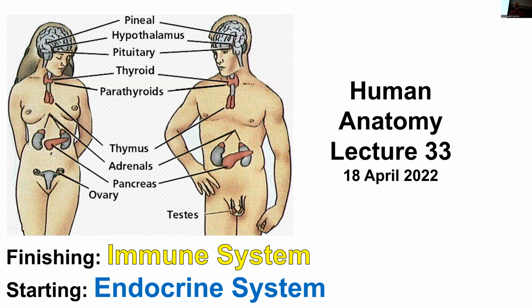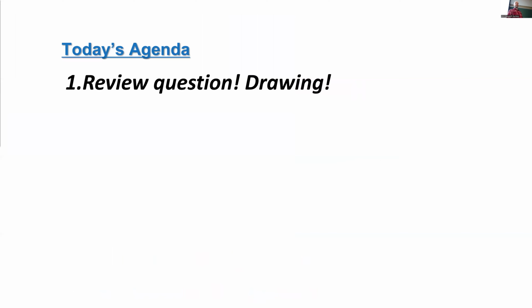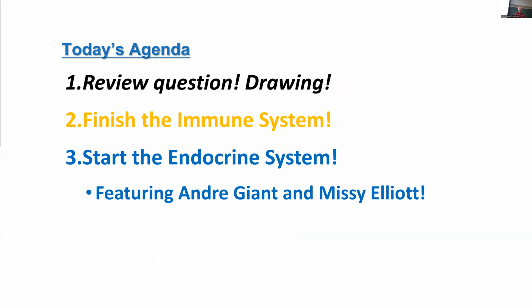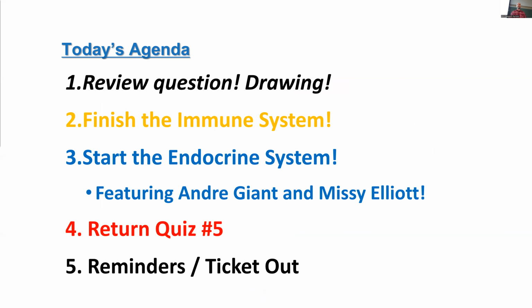I'm going to ask you to do your course evaluation here. I think they open next week. Have you gotten an email about that? Actually, I don't know exactly what the schedule is. Okay. Well, with that in mind, here's our agenda for today. We are going to start off with the review question and a drawing as usual. We're going to finish the immune system. We're going to start the endocrine system, and we're going to talk a little bit about Andre the Giant and Missy Elliott today. Just wanted to sell that a little bit. I'm going to give your quizzes back. I have them graded, and then I've got a ticket out and some reminders for you.